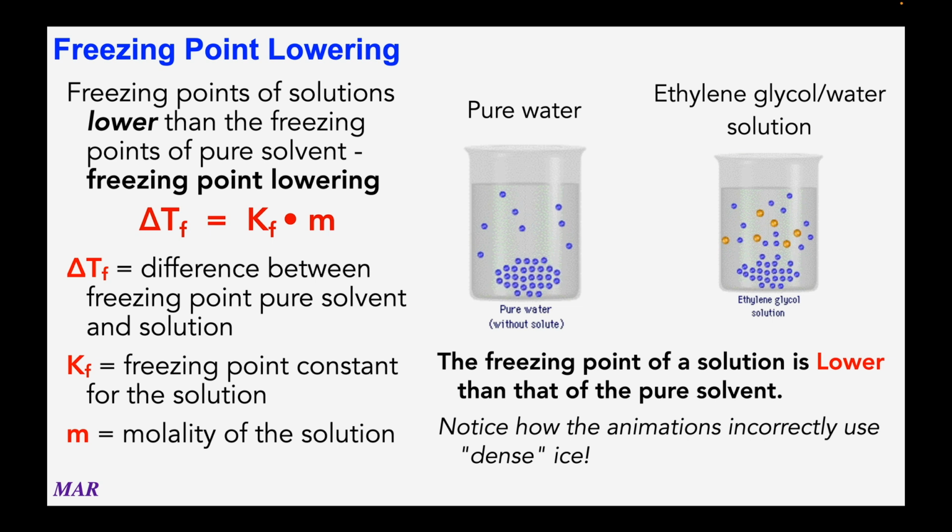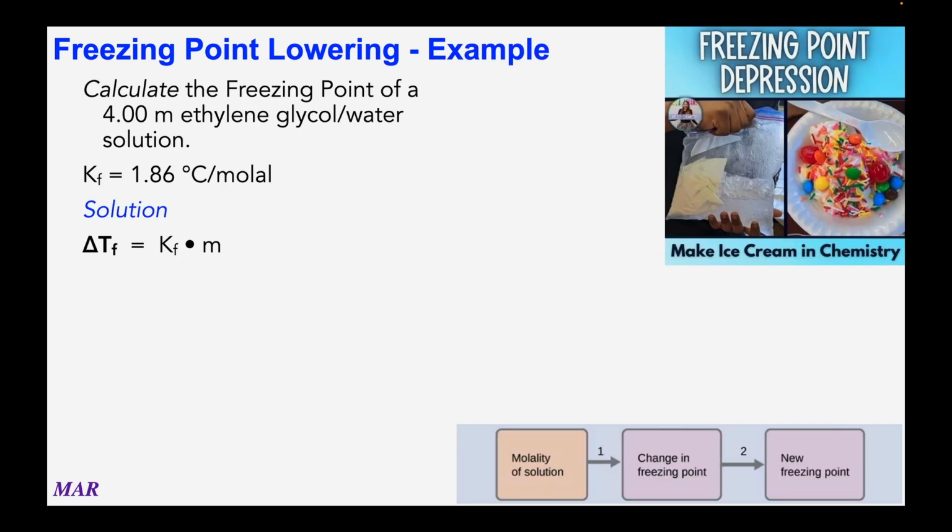So if water normally freezes at 0 Celsius, the solution might have a freezing point of, say, -5 degrees Celsius, something lower than that. So it's pretty cool. A solution will have a higher boiling point than a normal solvent. It'll have a lower freezing point than a normal solvent, and it will have a lower vapor pressure than the regular solvent. Here's an example of a freezing point question, and again, it's very similar to the boiling point.